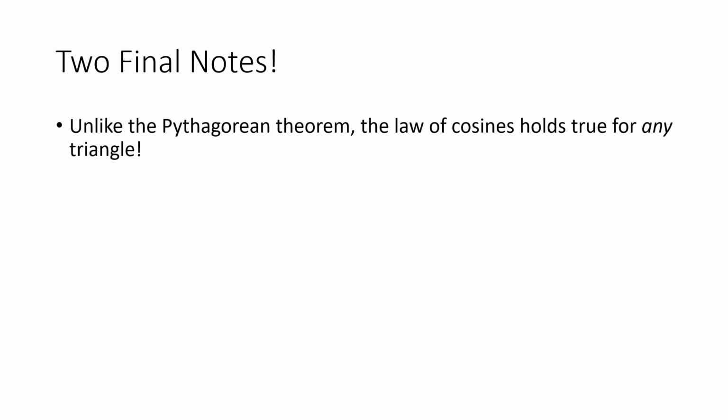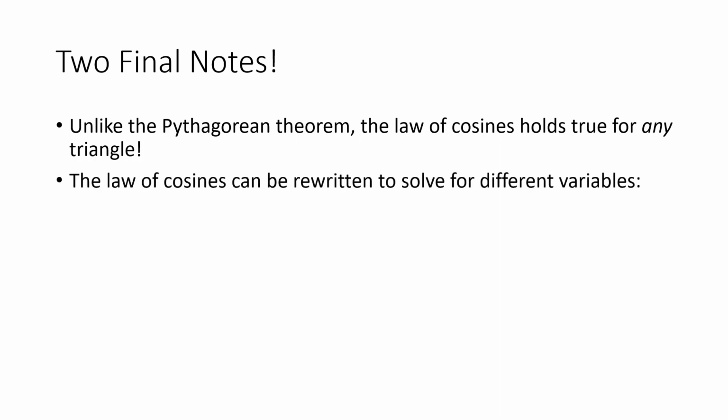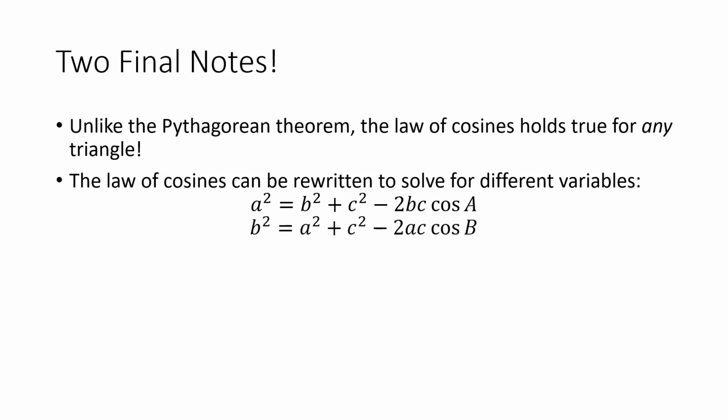The second thing is that you can write the law of cosines to solve for different variables. You can rearrange them in different ways. So far in this video, we have only mentioned it as a squared is equal to b squared plus c squared minus 2bc times the cosine of a. On the other hand, you can rewrite it in two other ways. You can say b squared is equal to a squared plus c squared minus 2ac times the cosine of b, and what is, I think, my personal favorite, c squared is equal to a squared plus b squared minus 2ab times the cosine of c.